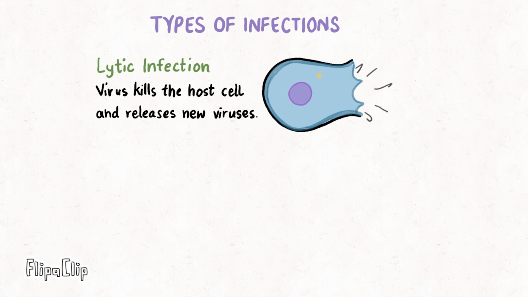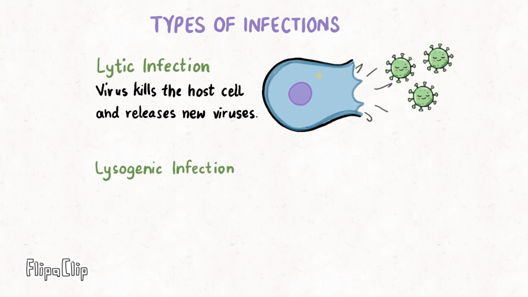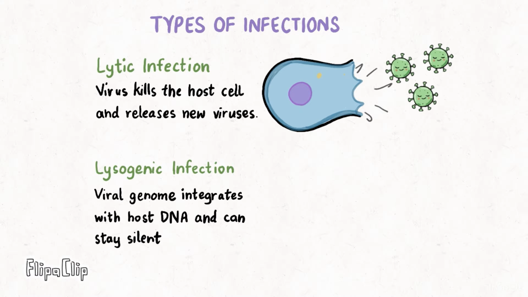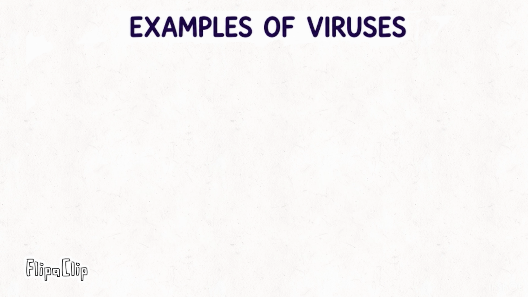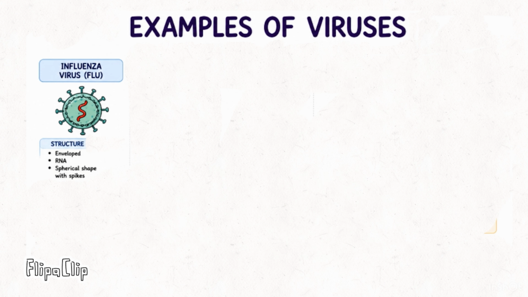Sometimes this process destroys the cell immediately. This is called the lytic cycle. Other times, the virus hides inside the host DNA and remains inactive for a long time. This is called the lysogenic cycle. Different viruses affect us in different ways.